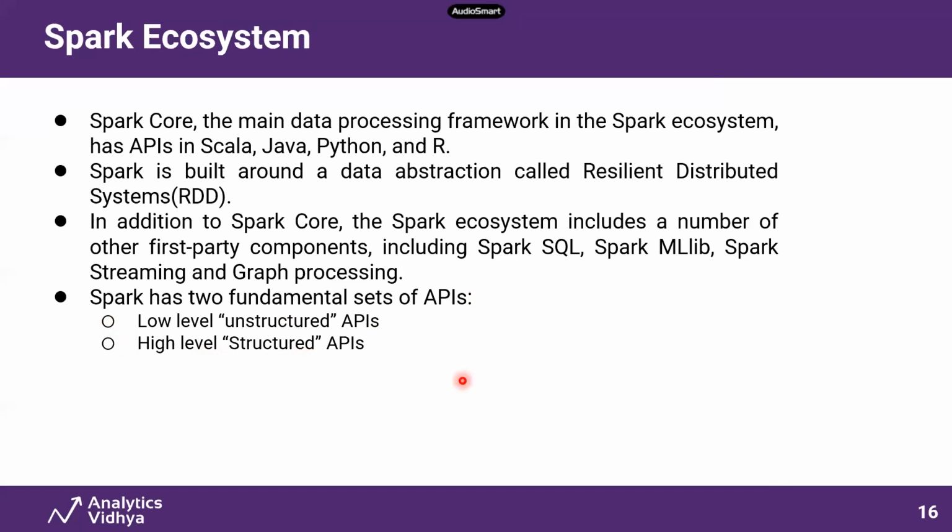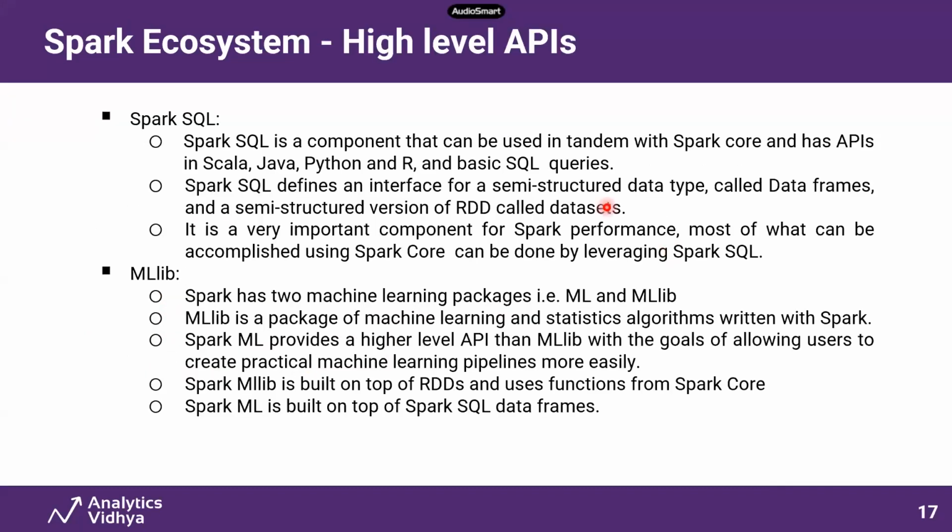Now talking about the first-party components in the Spark ecosystem. First of all, we have Spark SQL. It is a component that can be used in tandem with the Spark core, and it also has its API in Scala, Java, Python, and R. What I was saying is that it doesn't matter whether you use Spark SQL, Scala, Java, Python, or R, it is just flexibility in which you can write your code in Spark. Internally, it is calling the RDDs. So even if you use Scala, Java, or SQL, in every language or API you will find the same kind of performance.